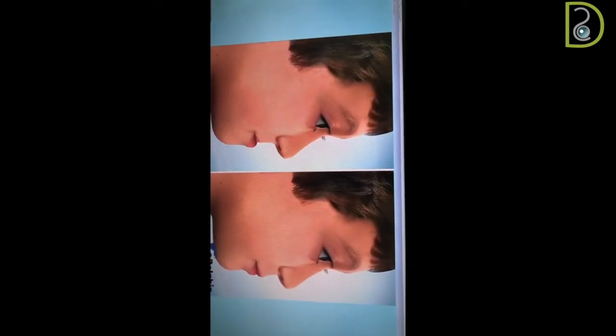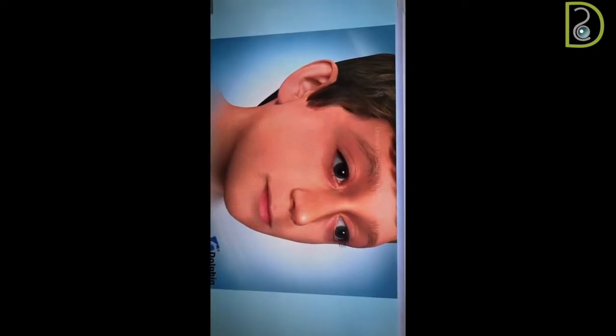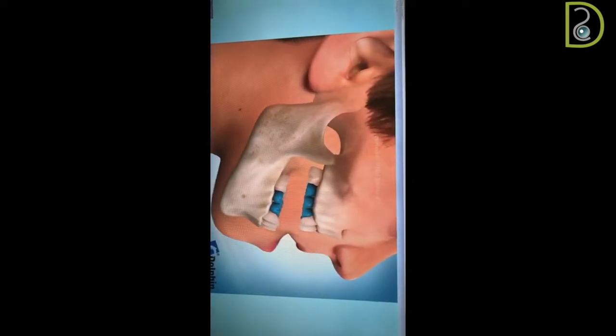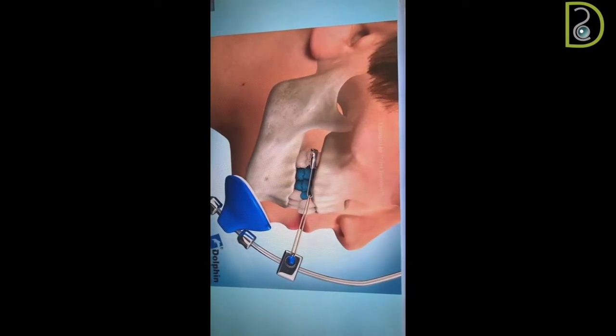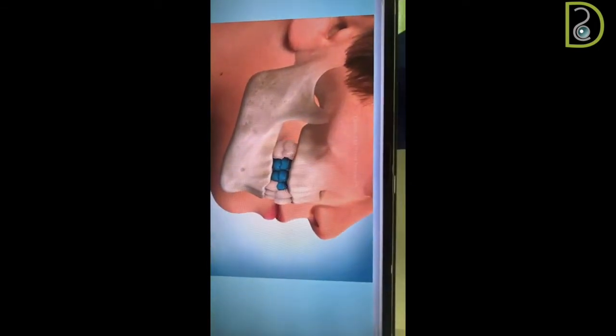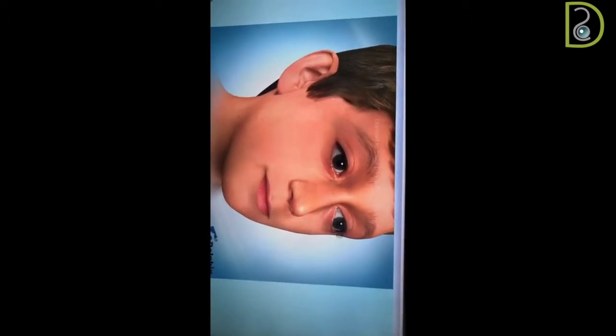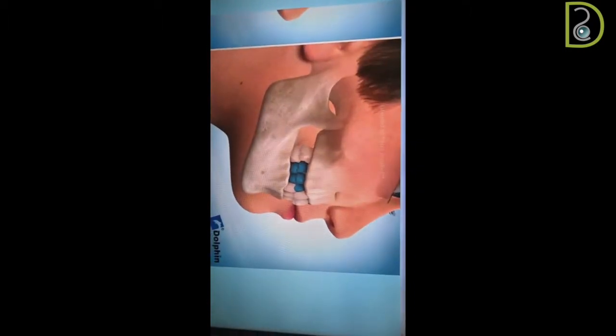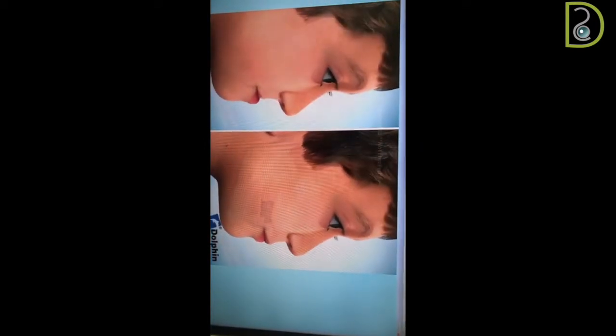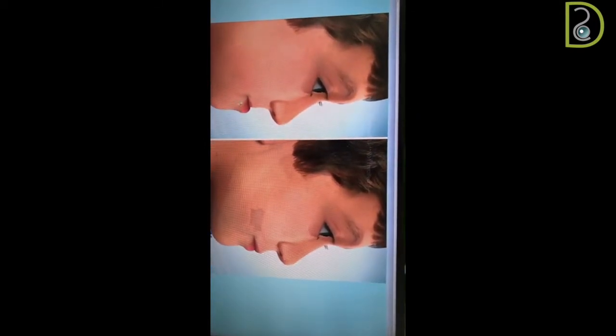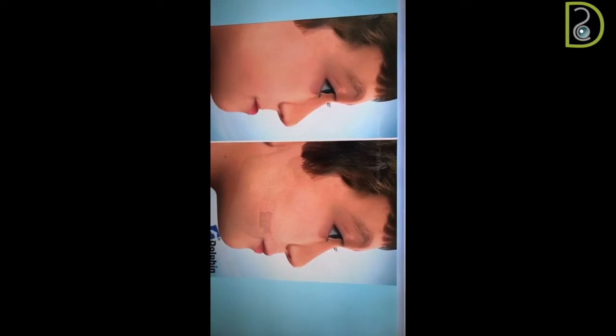Okay. So this is the profile of the patient after the treatment. Now, what do you see about the profile? The patient had a concave profile and he now has a normal profile. Okay. You see the difference between the profile here and there? This is after treatment.